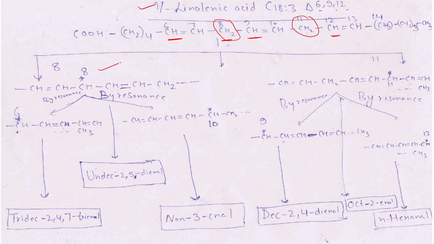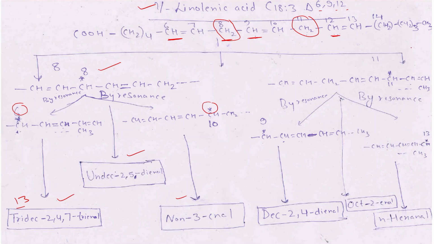So if 8 is the methylene group, then by resonance we have a free radical at 6 and at the 10 position. Then these 3 compounds, by the mechanism which I told you in the previous slide, will result in the formation of tridec-2,4,7-trienal, undec-2,5-dienal, or non-3-enal. Non means 9 carbon atoms, undec means 11 carbon atoms, and tridec means 13 carbon atoms.